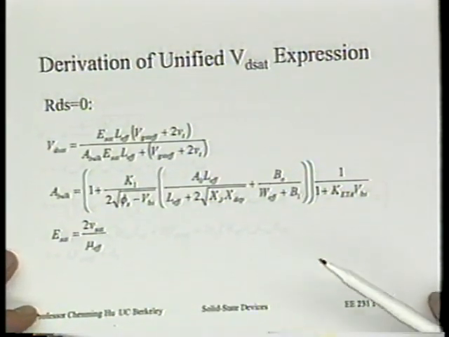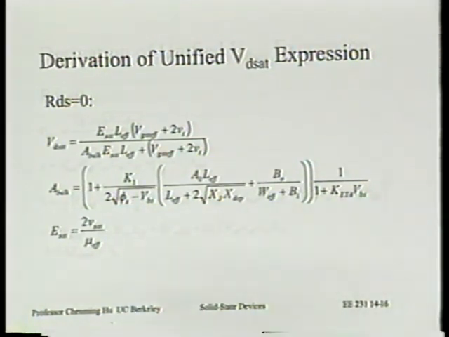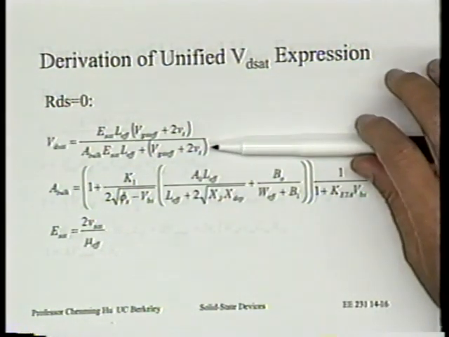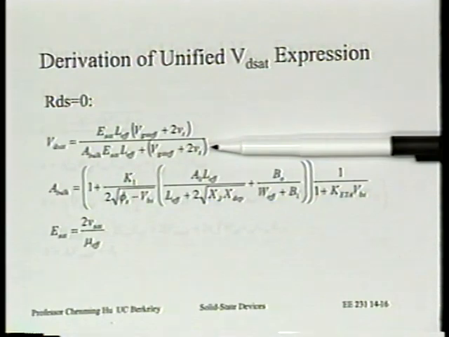Next, we need to find up to what voltage the equation in the previous slide is good. Now remember this piecewise model, we follow that equation up to VD set. Beyond that, we don't follow it. So we follow up to VD set. Now, VD set is equal to this. Does this look familiar? Okay, all right, good.